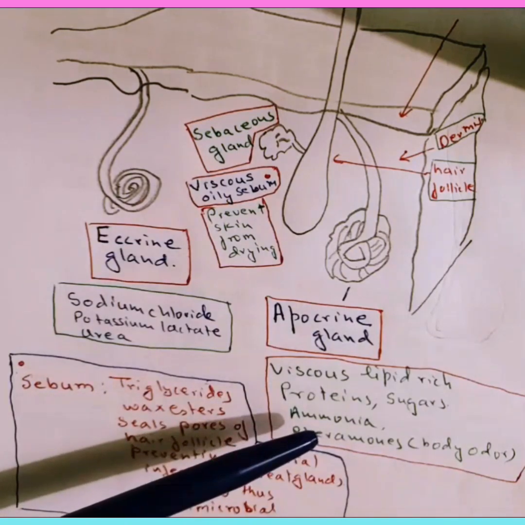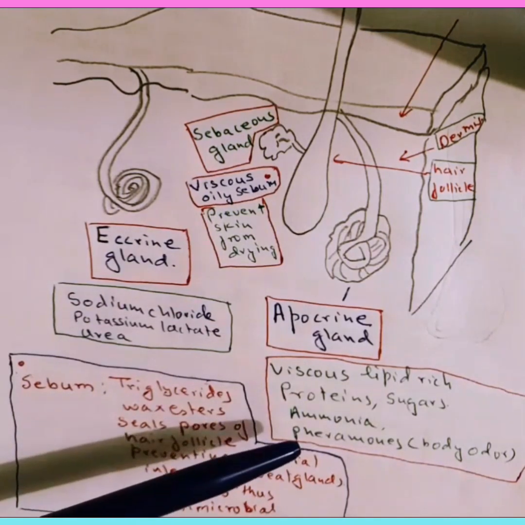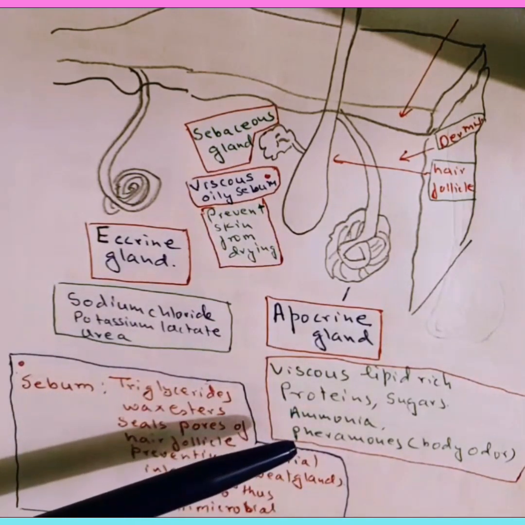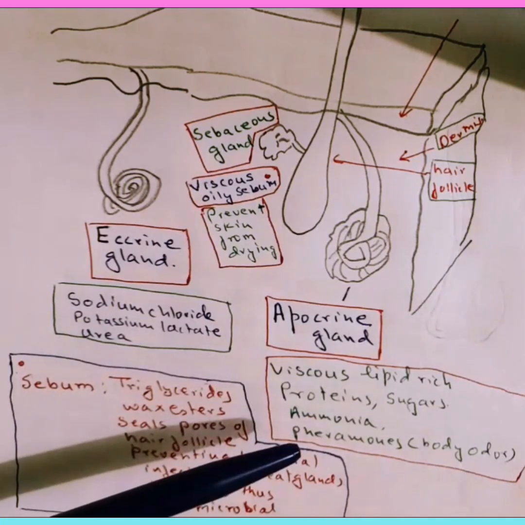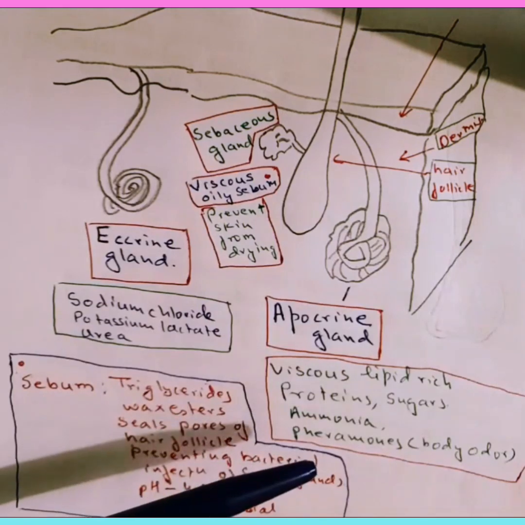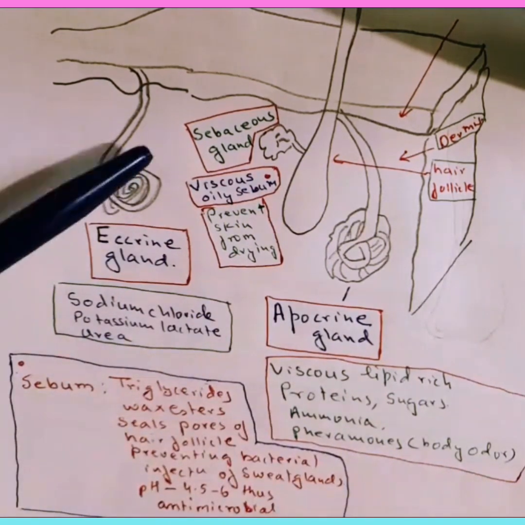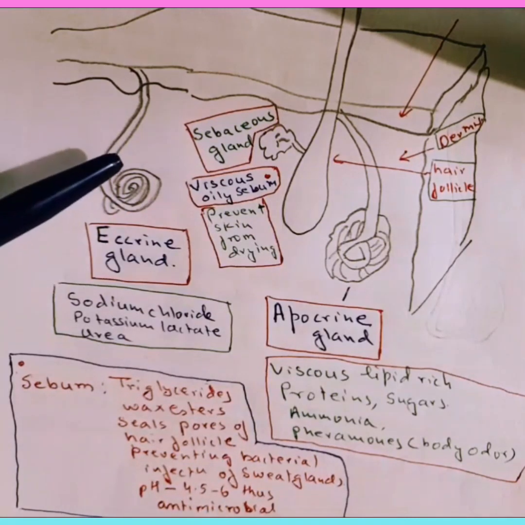Now some people stink. That's all because of ammonia. Then it also secretes pheromones. Pheromones, in the case of flowers, the odor of pheromones is used to attract birds and butterflies, insects and all for pollination purposes. Alright. Then we come to the sebaceous gland.